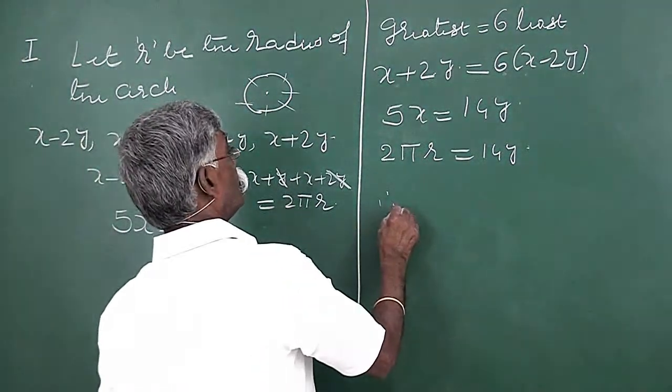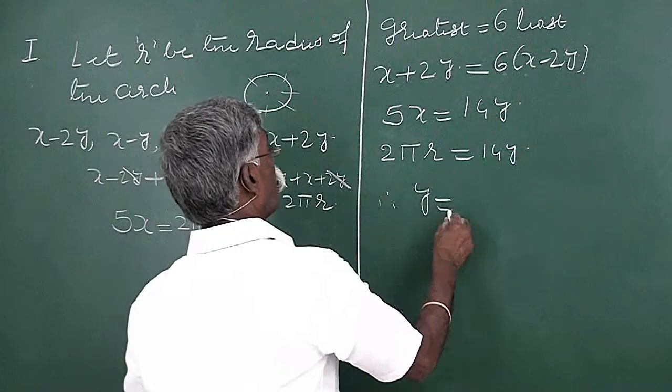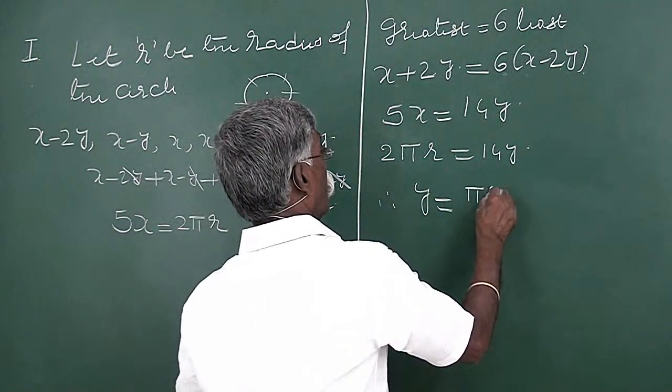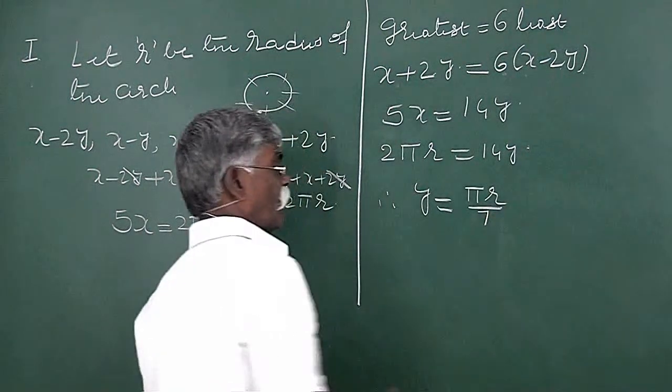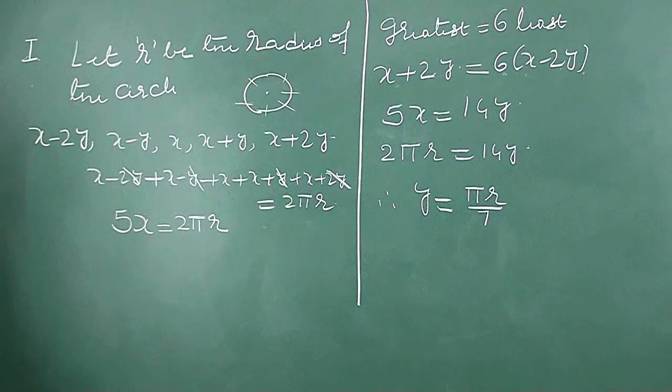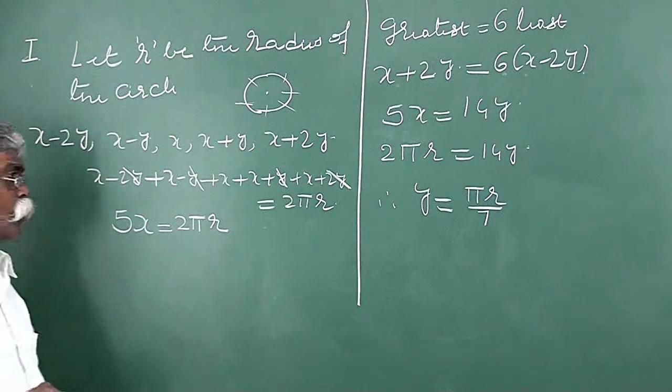Therefore, y is equal to pi r by 7. So therefore, y is pi r by 7 and x is 2 pi r by 5.